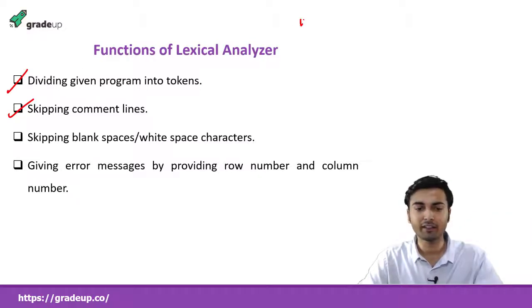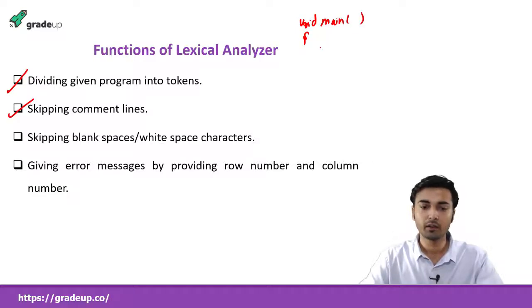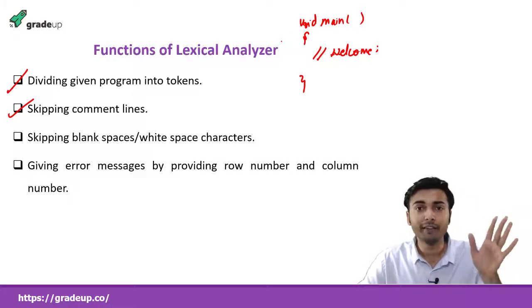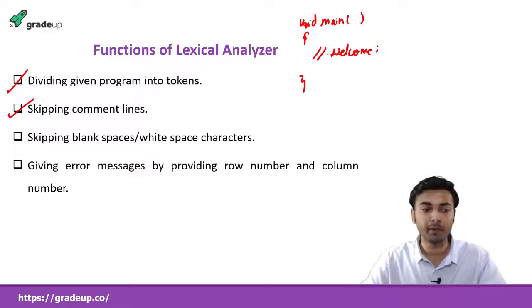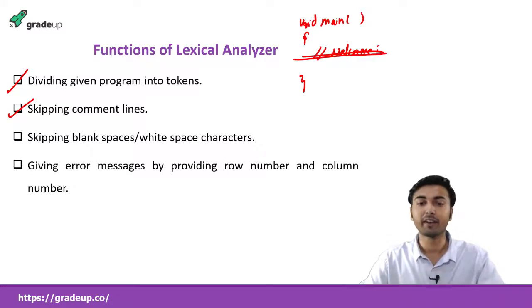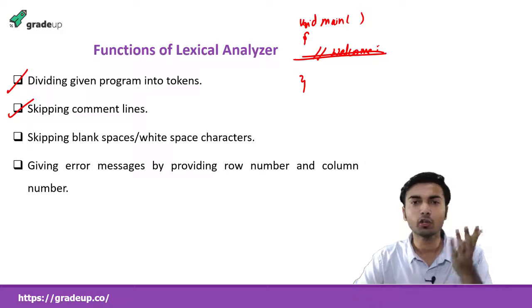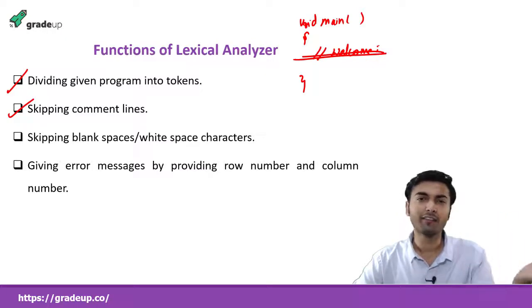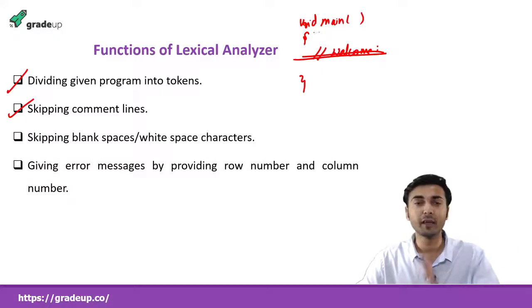Suppose I write void main, and this is my comment. A comment is something written like welcome, and then close. Now, when lexical analyzer scans this program, it removes this comment. It skips this comment. A comment is for users. There is no advantage or significance of a comment for the computer, so that's why it will skip these comments.